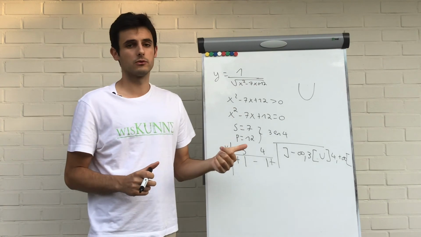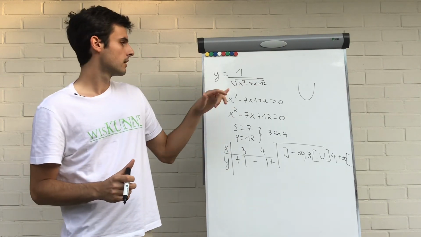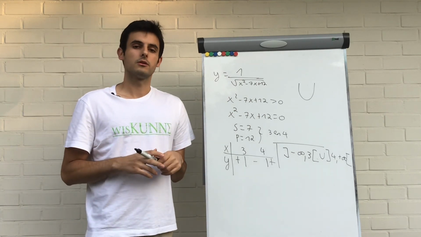So you see with square roots and fractions, fractions look where the denominator is 0. Square roots look where it's positive. So this was the video about the domain.